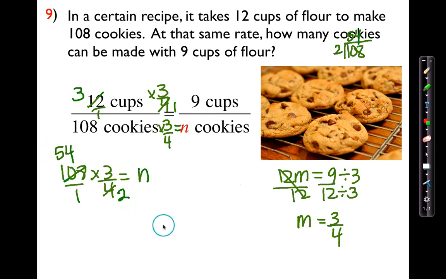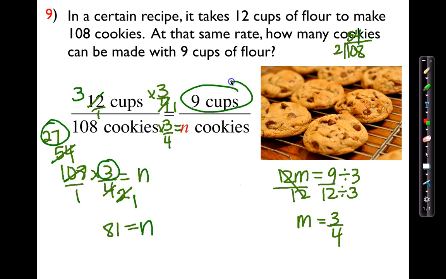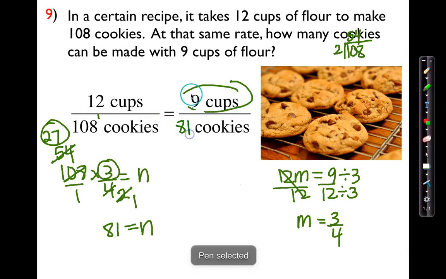But wait, I notice both of these are even again, so I can divide one more time. 2 divided by 2 is 1, and 54 divided by 2 is 27. So here I'm technically going to multiply 27 times 3, which is going to give us 81. 1 times 1 is 1, so just 81 equals n. So what does this mean? It means that if I have 9 cups of flour, I'm able to make 81 cookies. So in other words, we're going to replace this n value with a 81. So again, 9 cups of flour will make 81 cookies.